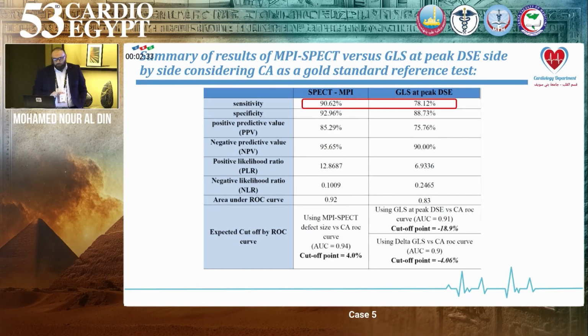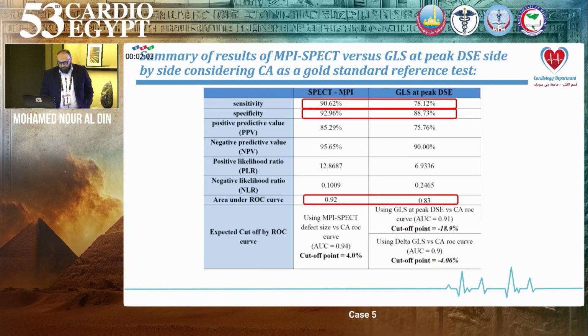Sensitivity was better for SPECT, absolutely. The sensitivity of SPECT was 90.6, while the sensitivity of global longitudinal strain was lower, still however significant, 78.1. Specificity was 92.9 for SPECT and 88.7 for global longitudinal strain.